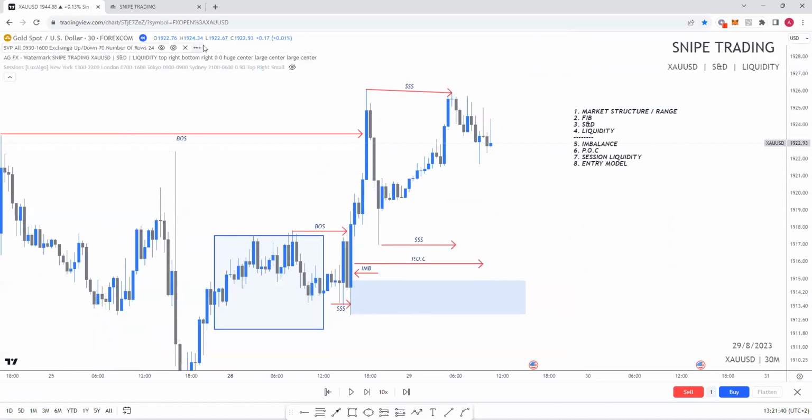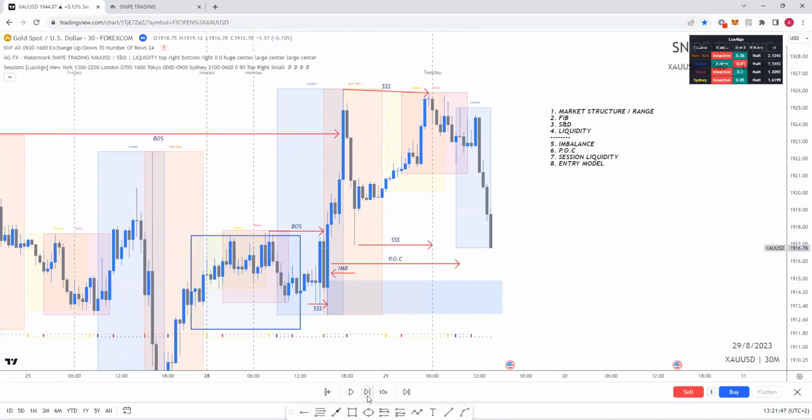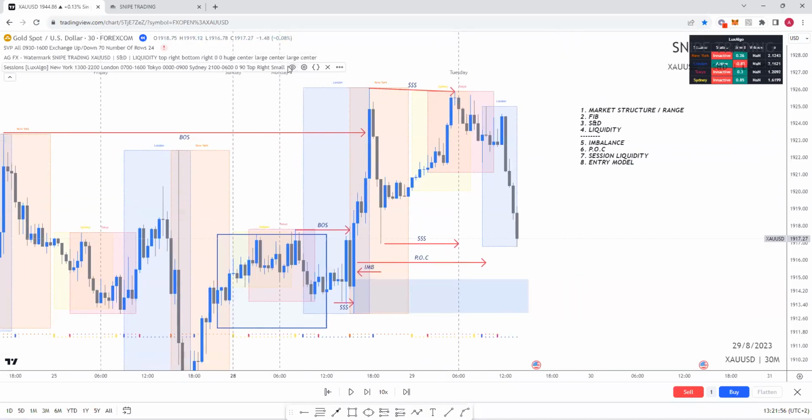Okay, session liquidity. We did have session liquidity. We had the Asian session, which was left right up here. Okay, let's see, Asian session, Sydney session. So we were accounting for this liquidity taken out. So we did have session liquidity, and last but not least, entry model.